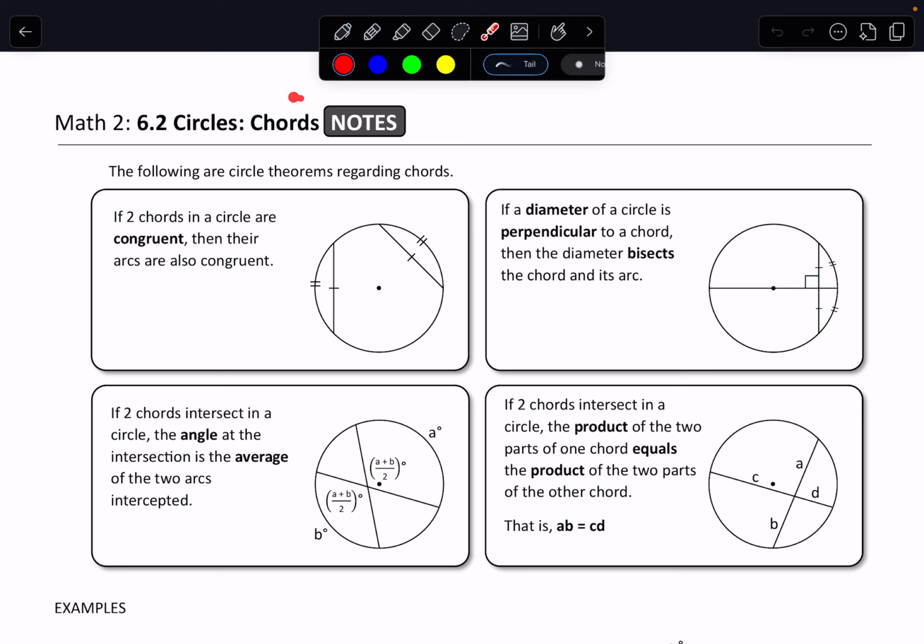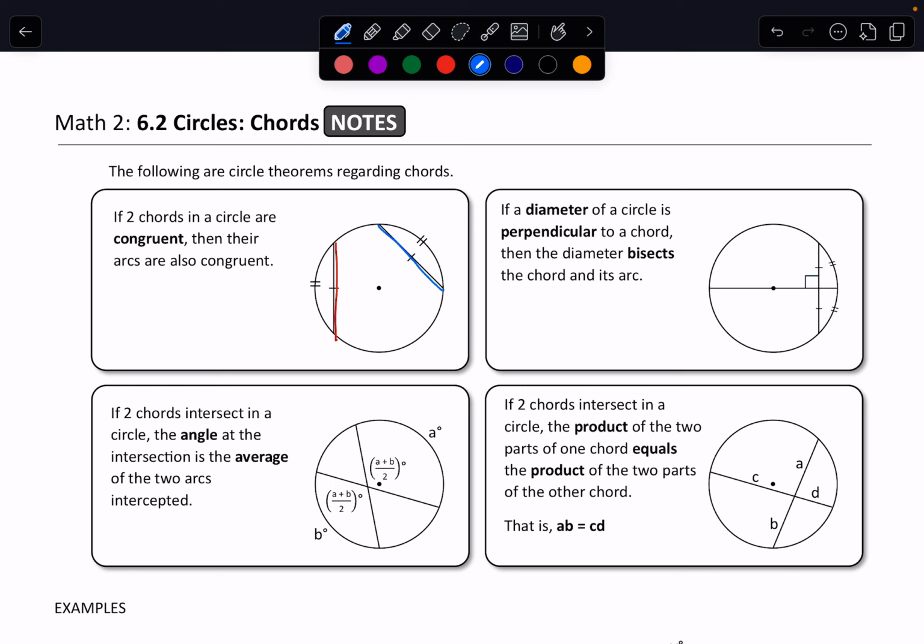Okay, that's the word that we use to name those lines. Now, the first relationship that we have, this first box up here on the left, says that if two chords are congruent, then the arcs are congruent. So what that is saying is if this red chord is congruent to this blue chord, then their arcs are also congruent.